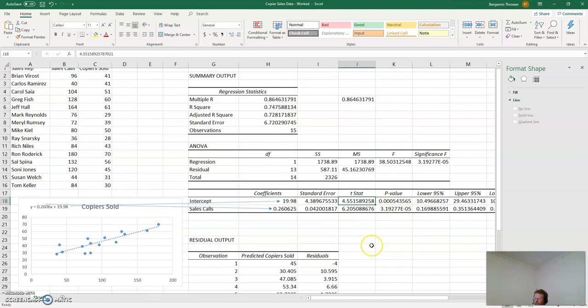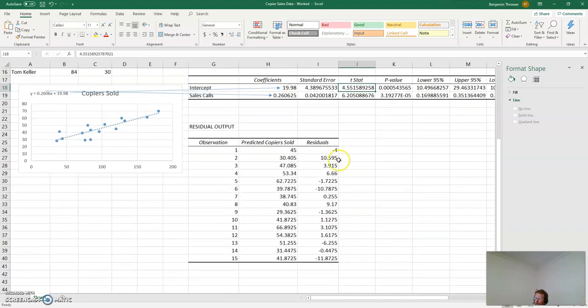Okay. Your residuals. This is just how far each one of these variables is off the line. So for instance, predicted copiers sold. This is where it would be if it fell right on the line, the number of copiers this person sold. This is how far off it actually is from that.